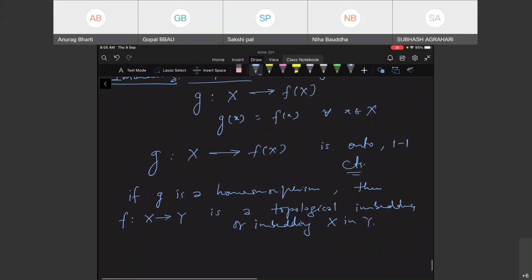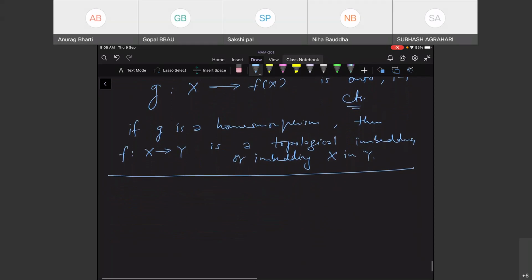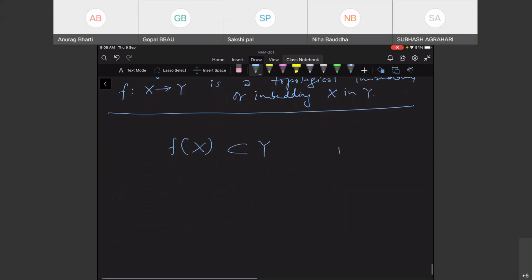So let us see what is the meaning of this. Embedding means we can think about this X as a subset of Y. This X is sitting inside Y, meaning F(X) is sitting inside Y. For example, in R2, here is R. So I'm saying R is embedded into R2.